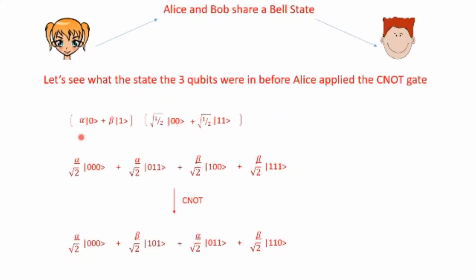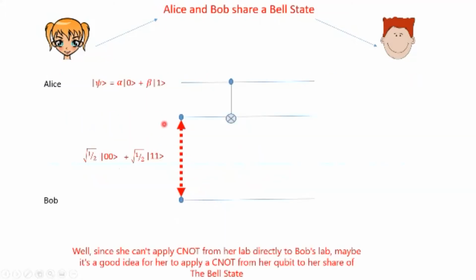And what do they give us? If you multiply all of this out, you'll get a over root 2, 0, 0, 0, plus a over root 2, 0, 1, 1, plus beta over square root 2, 1, 0, 0, plus beta over square root 2, 1, 1, 1, 1. That's simply multiplying this out. So that's what we've got here.